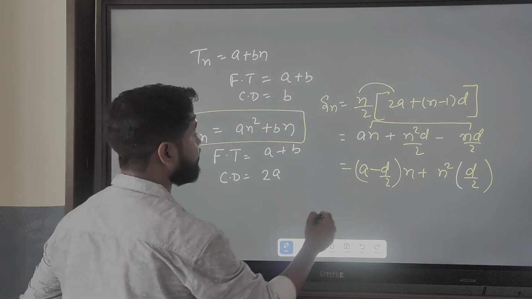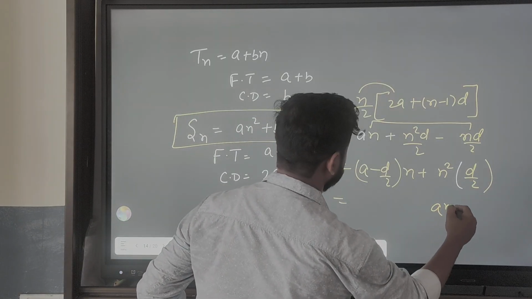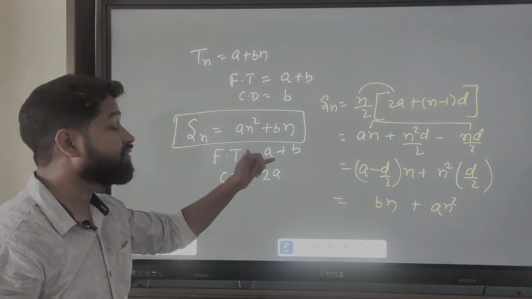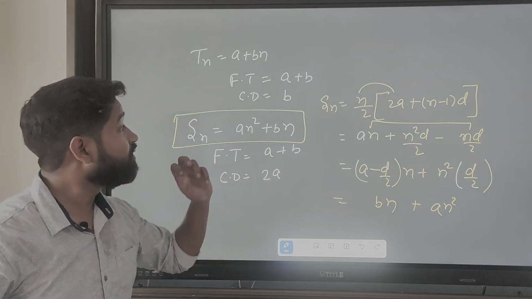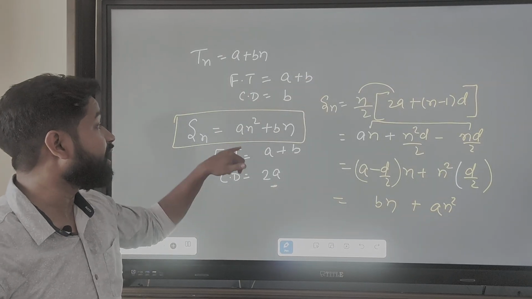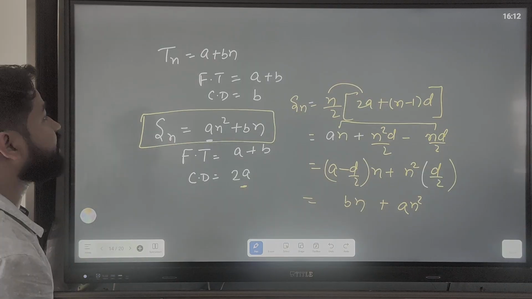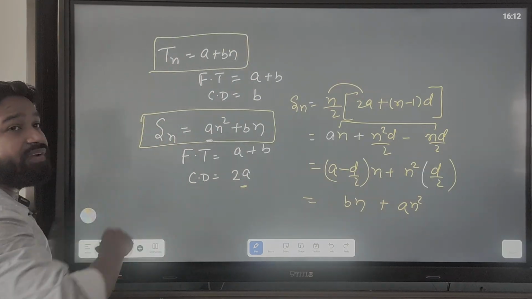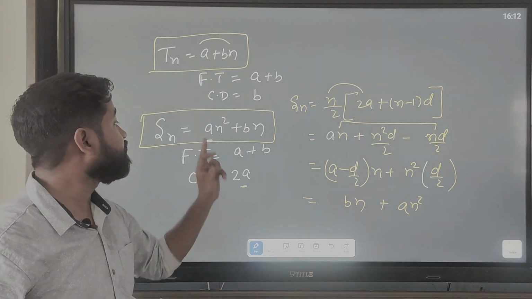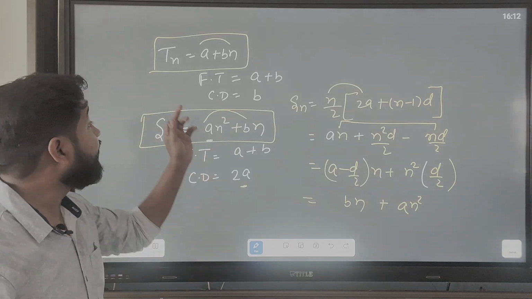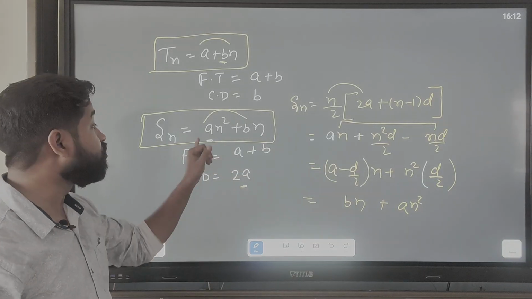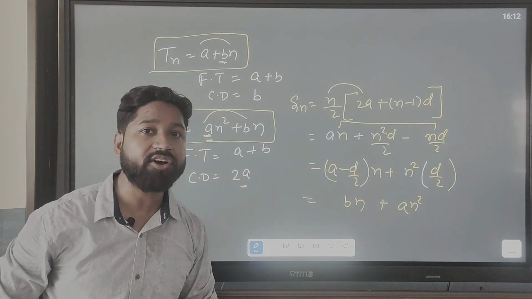Now just do the comparison. What we are saying is that it will always be in this format, an square plus bn. So the first term will be the same, a plus b. But the common difference will be twice of a. Okay, we have seen, right? The nth term of an AP is always represented in the format a plus bn, where the first term is the sum of these two, and the common difference is the coefficient of n. But here the common difference will be 2 times the coefficient of n square.